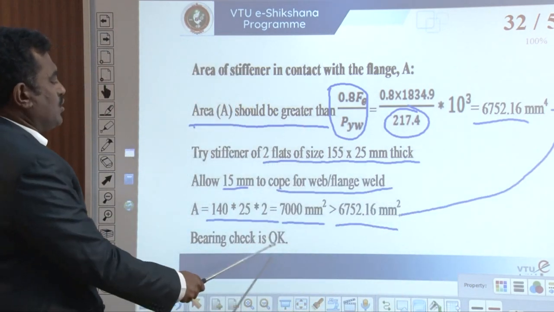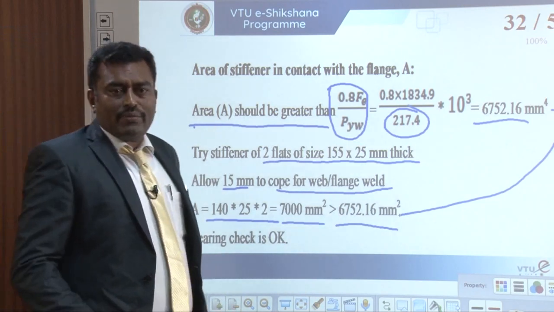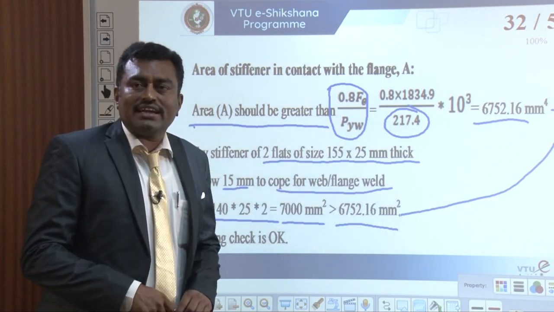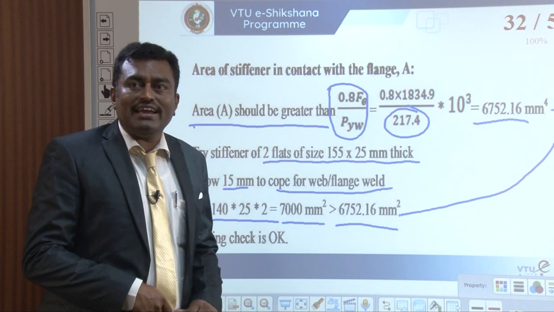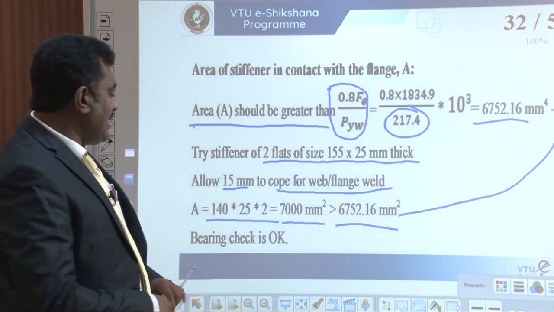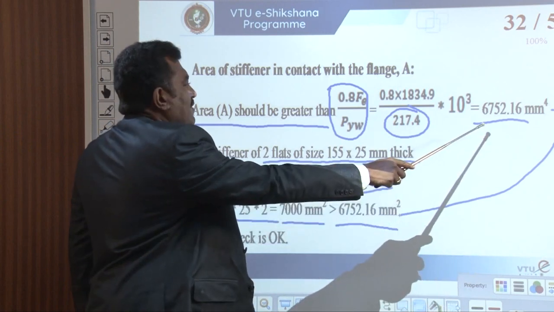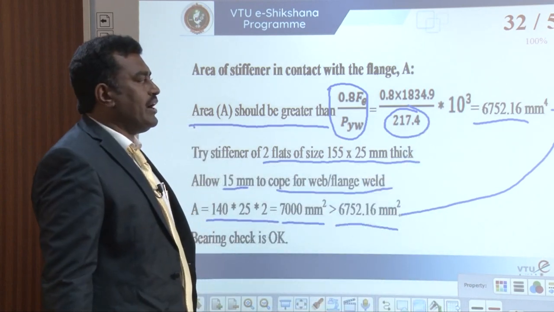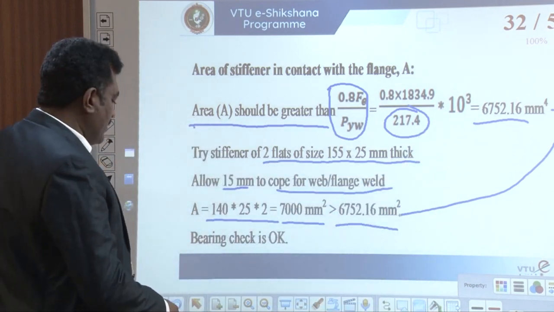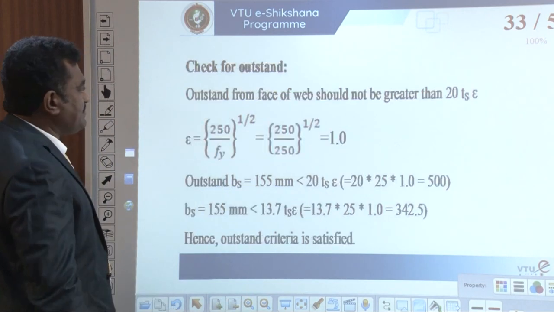The bearing check is also okay. The bearing capacity carried by the end panel A is also okay. Here the area provided will be 7000, and the area required will be 6752.16. Therefore, you go for the next check.